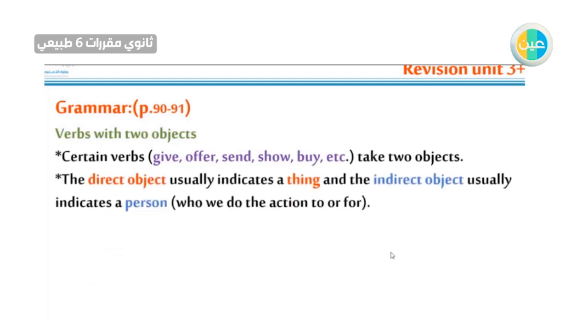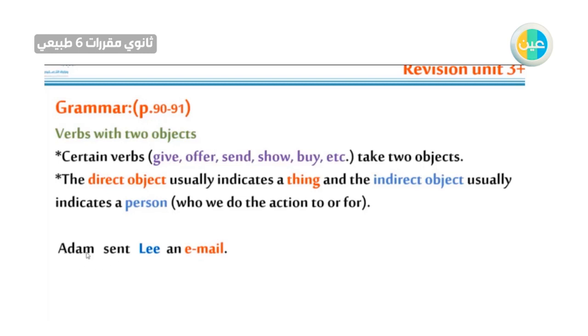The first is the direct object. The second is the indirect object. It's not belonging to which is first or second. Direct objects usually indicate things. Indirect objects usually indicate persons. Okay? Look here. Adam sent Lee an email.